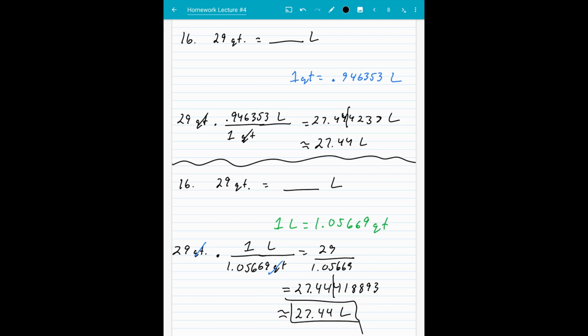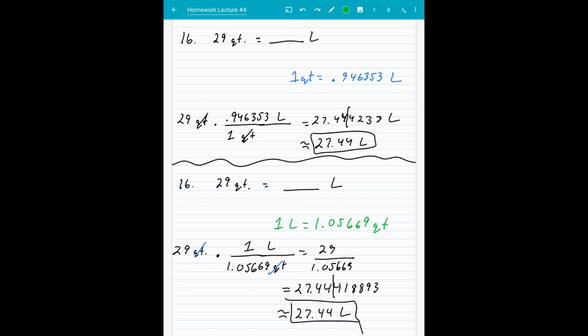We still get the same answer. So it doesn't matter which one you use. You can use the US imperial to metric or the metric to US imperial measurement. The ratio doesn't matter. It's a matter of doing the math correctly and setting them up correctly. We still do liters on top, quarts on bottom. But you have a choice. It doesn't matter which way you do it. Either way is going to be correct.